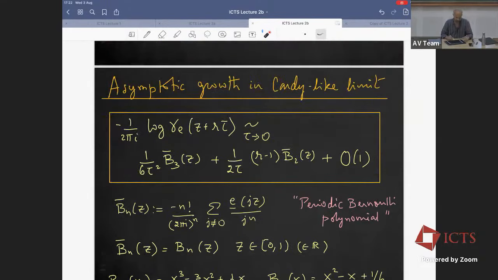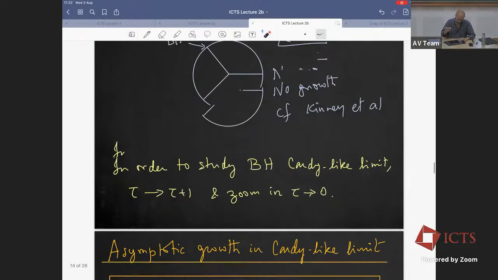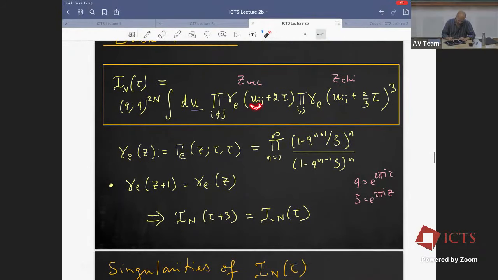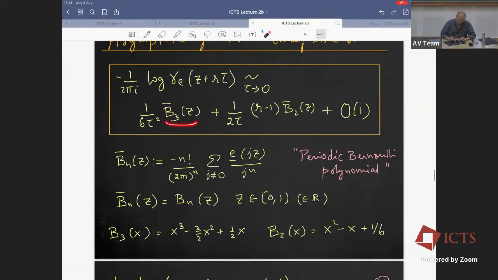And what you get is asymptotic growth of this type. It starts with 1 over tau square, then 1 over tau, and then O of 1 as tau goes to 0. The coefficients are functions of z. Remember here, z is the gauge holonomies. These were the eigenangles of the unitary group. And these are something called periodic Bernoulli polynomials. They're not polynomials, they're piecewise polynomials. They're Bernoulli polynomials between 0 and 1 and then extended periodically.